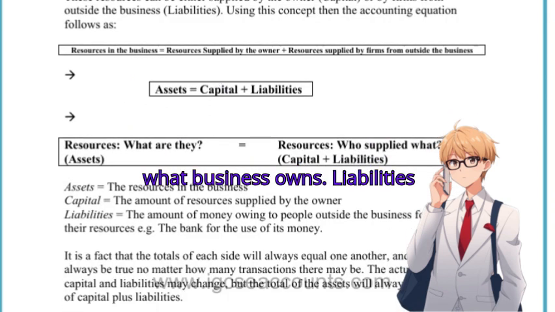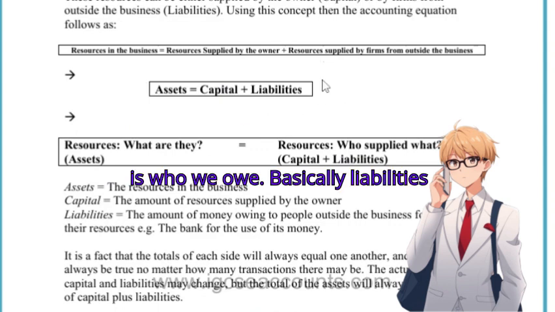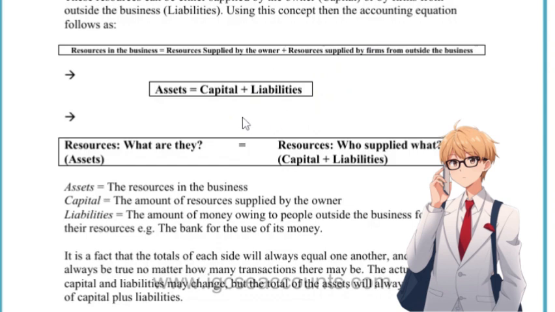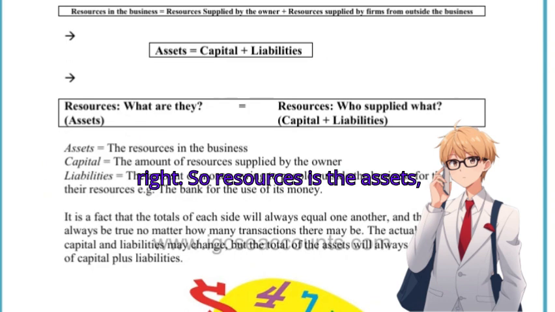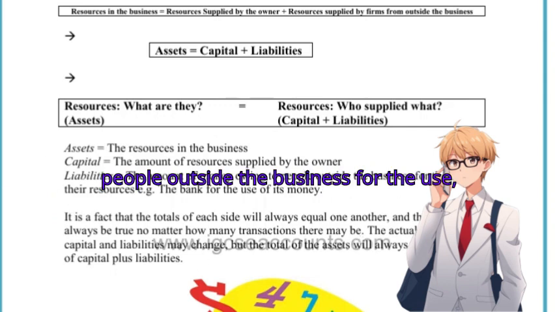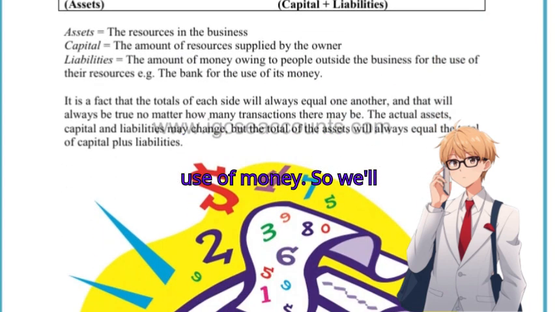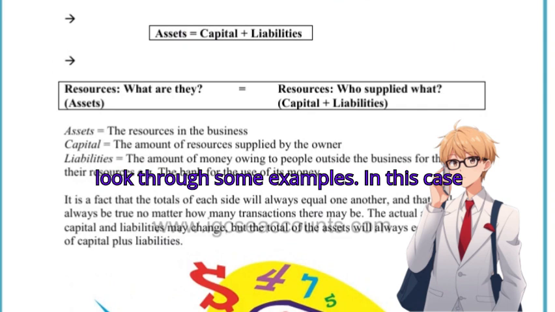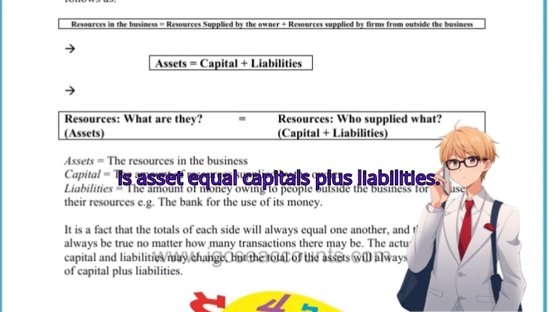So the assets are what the business owns. Liabilities are who we owe, basically. Resources are the assets. Resources are what we have, right? So assets equal the resources in the business. Capital equals the amount of resources supplied by the owner. Liability is the amount of money owing to people outside the business for the use of their resources, for example, the bank for the use of money. We'll look through some examples. In these cases, assets equal capital plus liabilities. We'll look through a couple of examples in the video below.